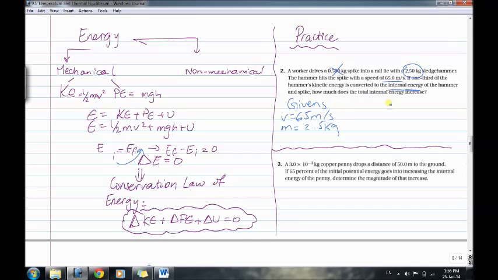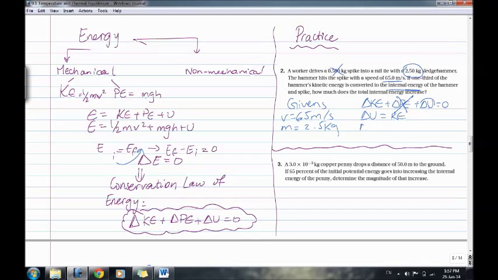So we're going to write delta KE, remember the conservation law of energy: delta KE plus delta PE plus delta U equals 0. So this will go to the other side, because we need to find the internal energy, which is U, and we said that we don't have the potential energy, so we just use the internal energy and the kinetic energy. So delta U equals KE.